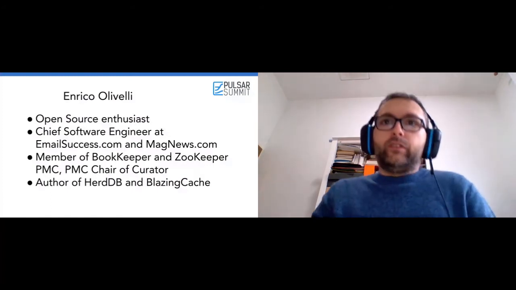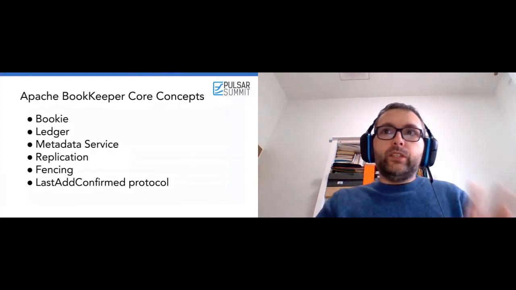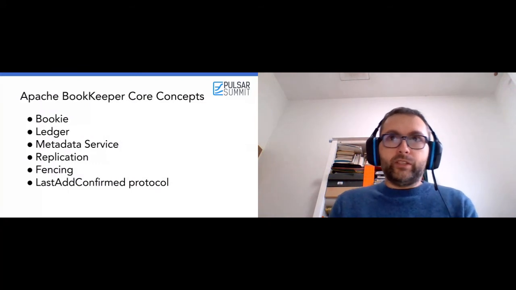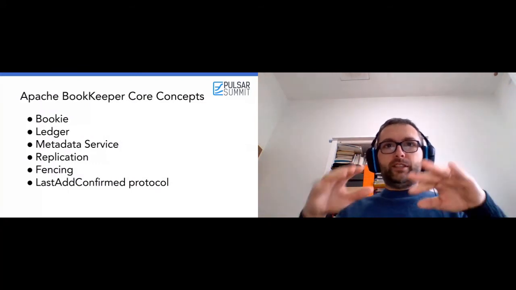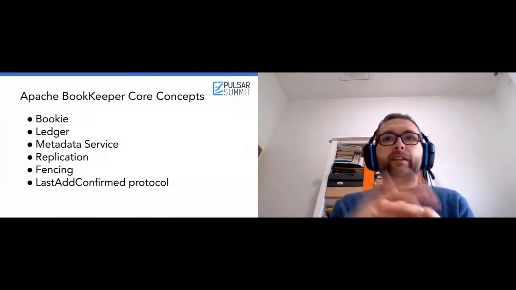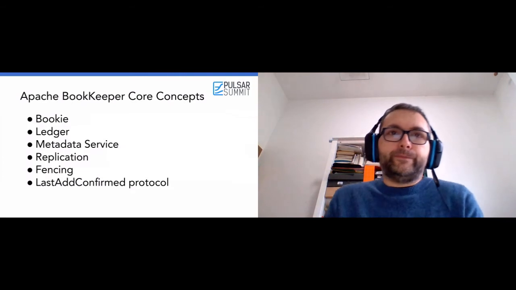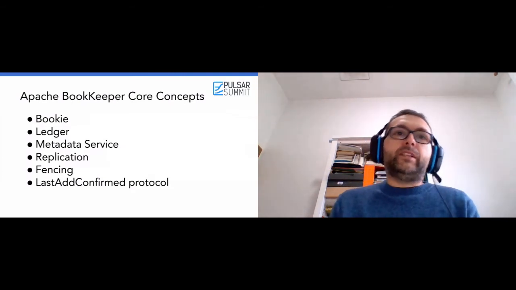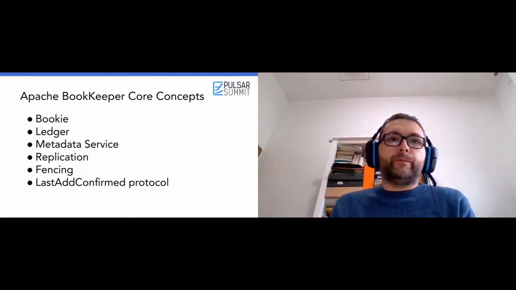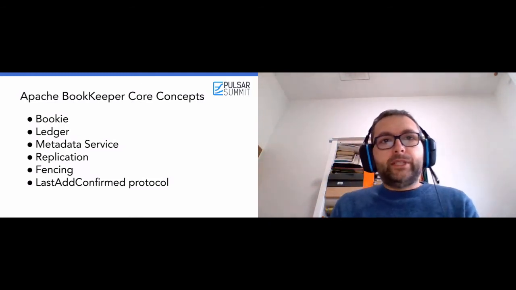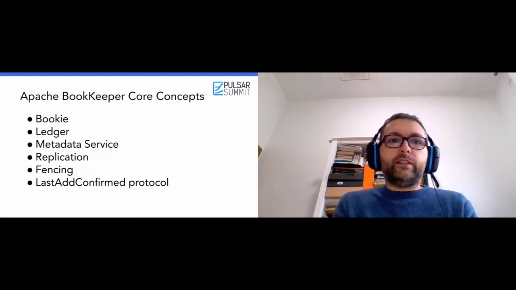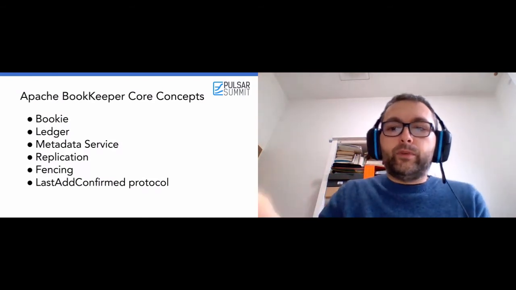Let's see the core concepts in BookKeeper. If you are using Pulsar, probably you are already familiar with these concepts, because basically Pulsar is a layer on top of Apache BookKeeper that provides the PubSub and all of the other great features of Pulsar. But internally, it's an abstraction over Apache BookKeeper. We have the Bookie, the ledger, the metadata service. We will see how replication works, the fencing feature, and the LAC, the last add confirmed protocol.